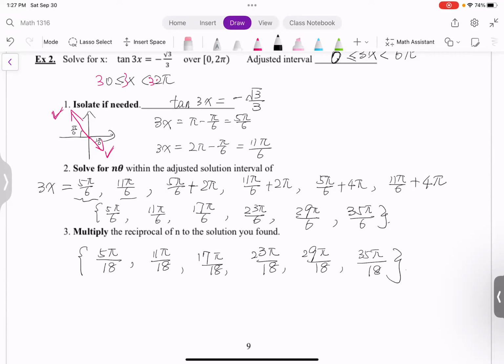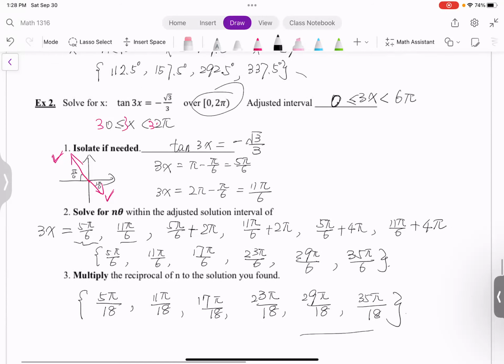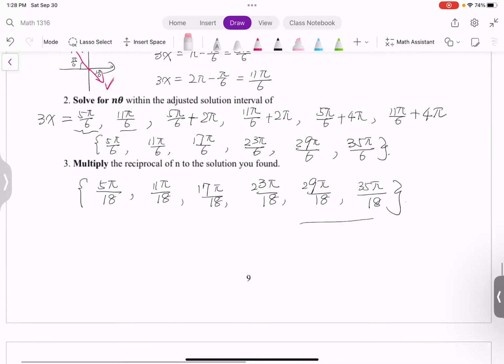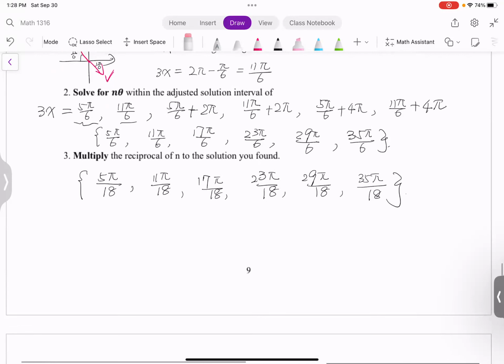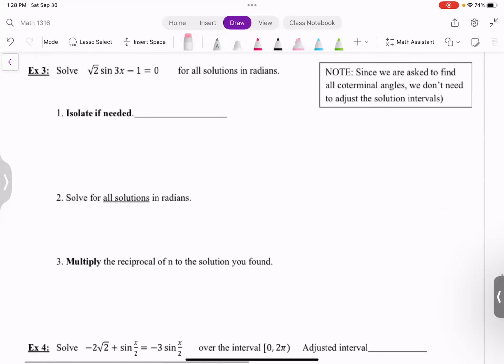You must be careful that all of these angles are between 0 to 2 pi, because we're solving for the x between 0 to 2 pi. If your solution has a value that's greater than 2 pi or less than 0, you have a mistake. Go back to check your solution. All right, let's see the next one.